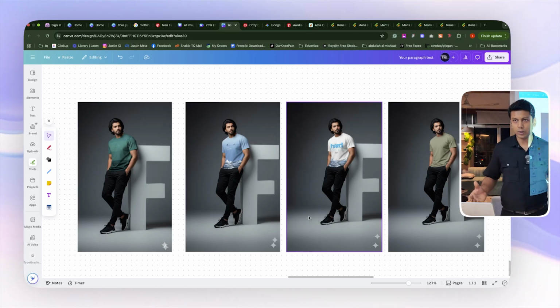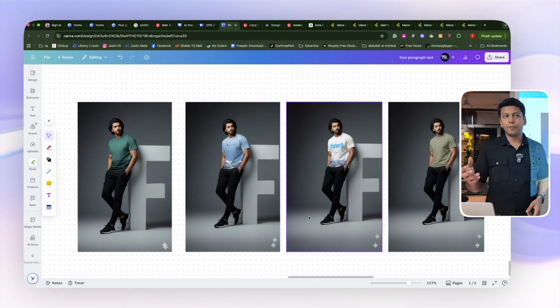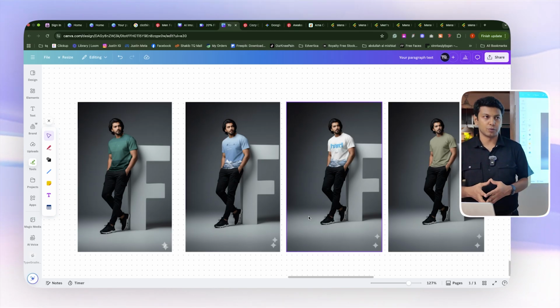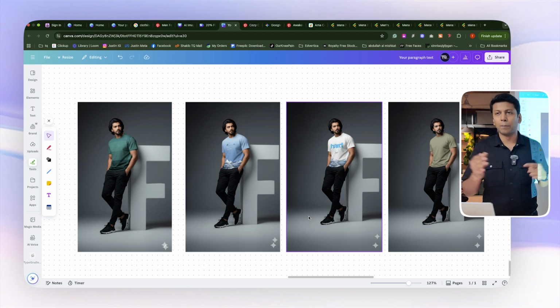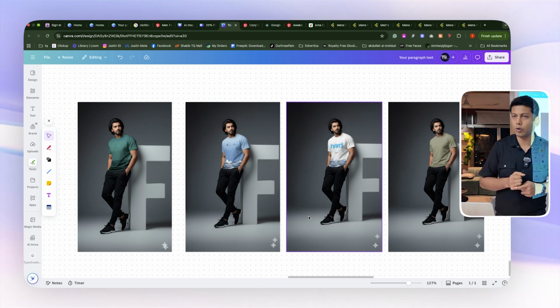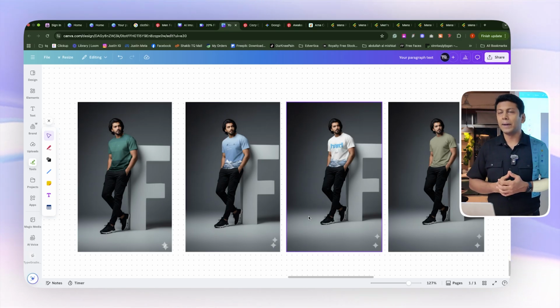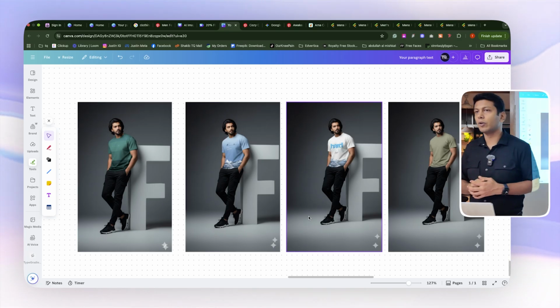So just think about it. If you are a solopreneur, if you have a clothing brand, then it's going to be a game changer for you. You don't have to hire a model, you don't have to hire a photographer, you don't have to spend a lot of money on an expensive studio, but still you can get similar results.